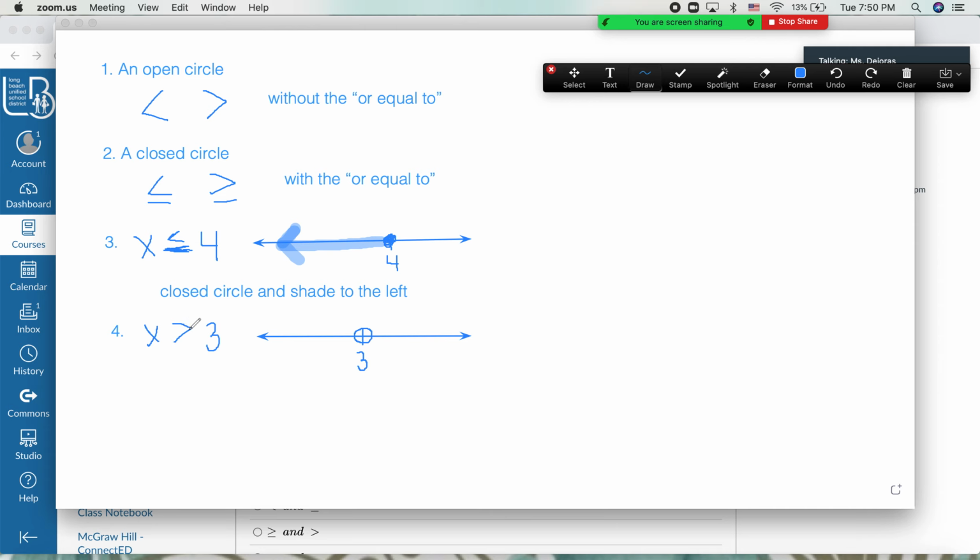And again, our symbol tells us greater than 3. So I'm going to shade the numbers greater than 3, meaning I will shade to the right. And I'm going to remember to put my arrow. So again, when we see this inequality, x is greater than 3, I am going to use an open circle and I will shade to the right.